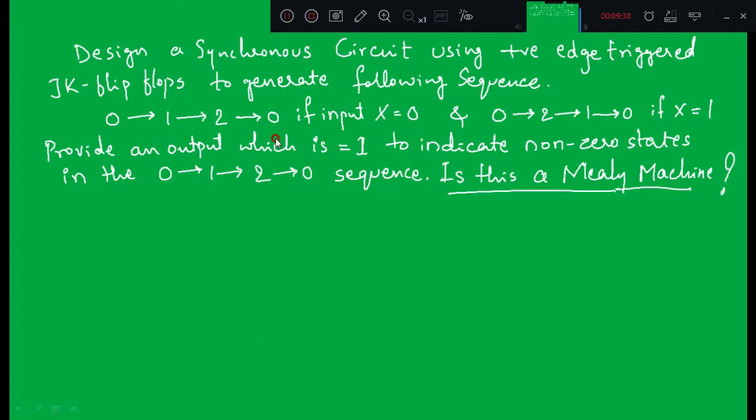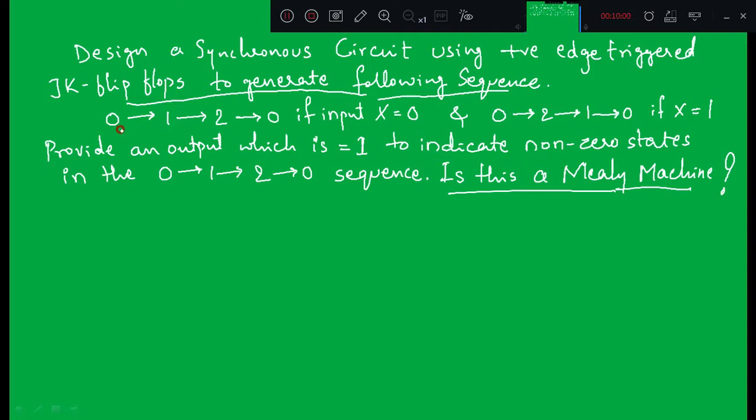So the problem statement goes like this, right? Design a synchronous circuit using positive edge triggered JK flip-flops, right, to generate the following sequence. Will it sound the same as the design of a counter? Right, yes, but what is the difference, that we will see.